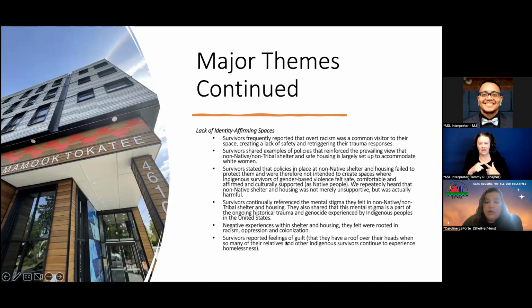And they also reported feelings of guilt, right? Meaning that they felt the roof that they had over their heads, when so many of their other relatives and other Indigenous survivors continued to experience homelessness, was giving them a sense of this feeling.